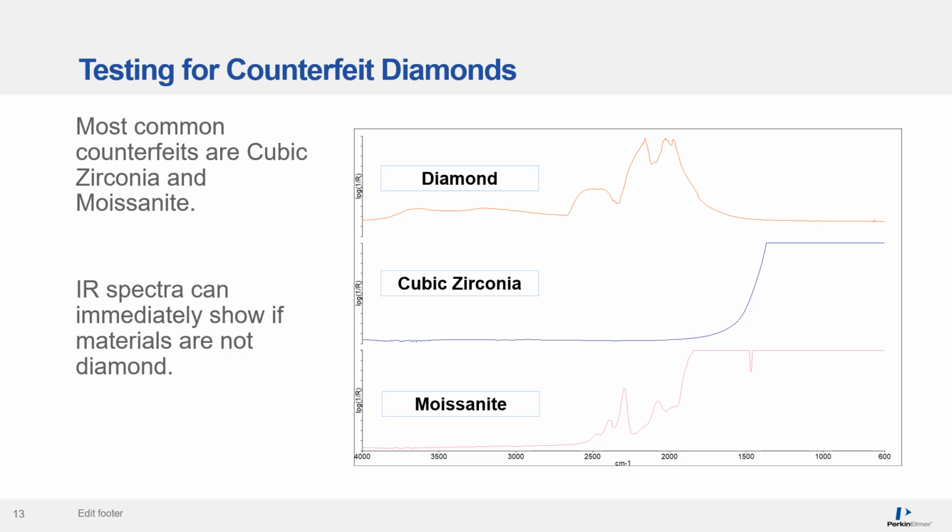We can use the identification approach to determine if a gemstone is an authentic one or a counterfeit. The most common counterfeits of diamond are cubic zirconia and moissanite. The infrared spectra of these three materials are totally different. Diamond has a distinctive set of absorptions in the 2600 to 1800 wave number range. These bands are absent in the two other materials shown here, and absent in virtually all other mineral types.